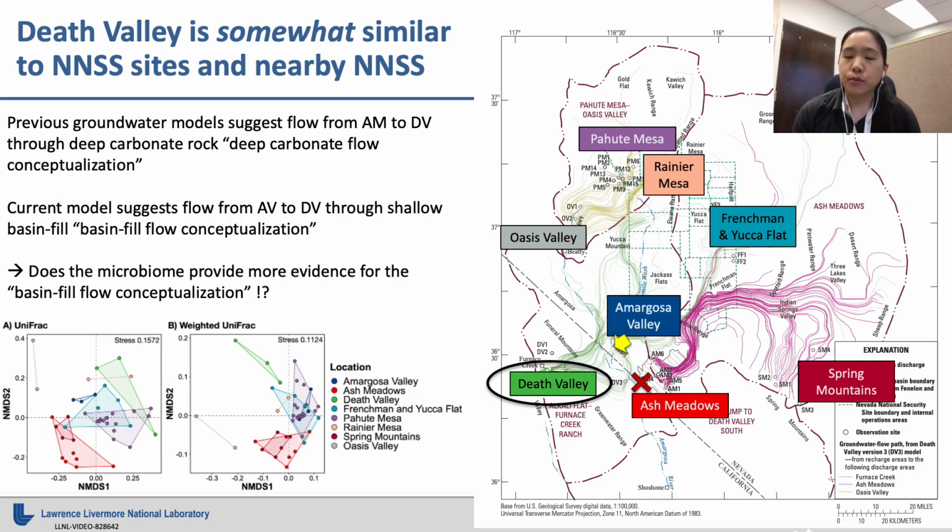And this is actually super important because there are two different models for groundwater flow in this area. The first suggests that water flows from Ash Meadows to Death Valley through deep carbonate rock, known as the deep carbonate flow conceptualization. However, the current model suggests that water flows from Amargosa Valley to Death Valley through shallow basin fill, known as the basin fill flow conceptualization. So now the question is, does the microbiome actually provide more evidence for the basin fill flow conceptualization? More data analysis is needed, so stay tuned.